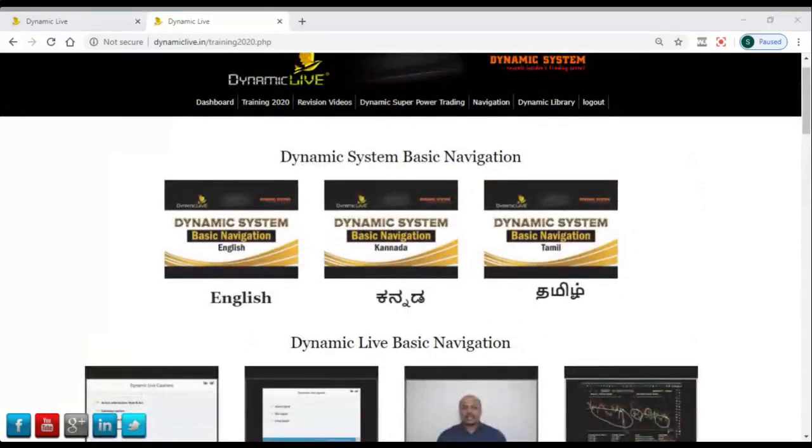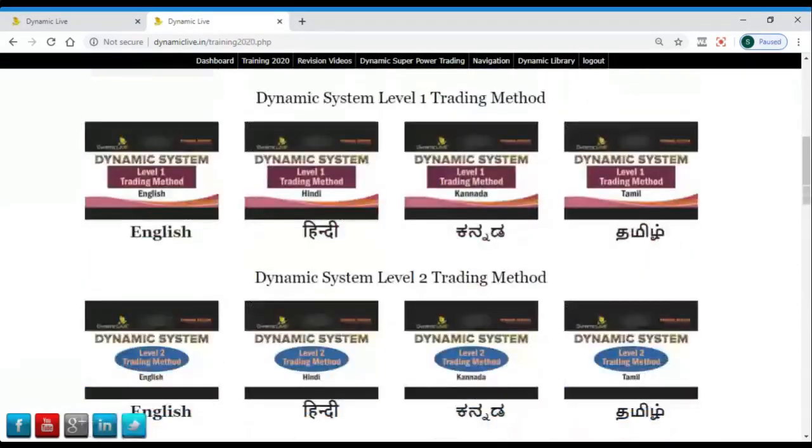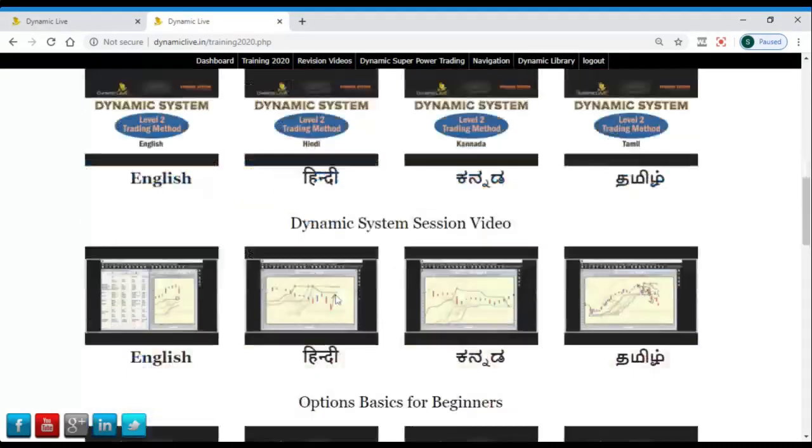Okay, the dynamic system basic navigation. Some people don't know how to open it. After opening it, some people want to know what is there, where to find what details. Go through this video. It's very easily explained. Got it? And after this video, you can scroll down a bit. You can watch these two videos to understand dynamic system level 2 trading method. You can watch these videos. Next, after this, scroll down further.